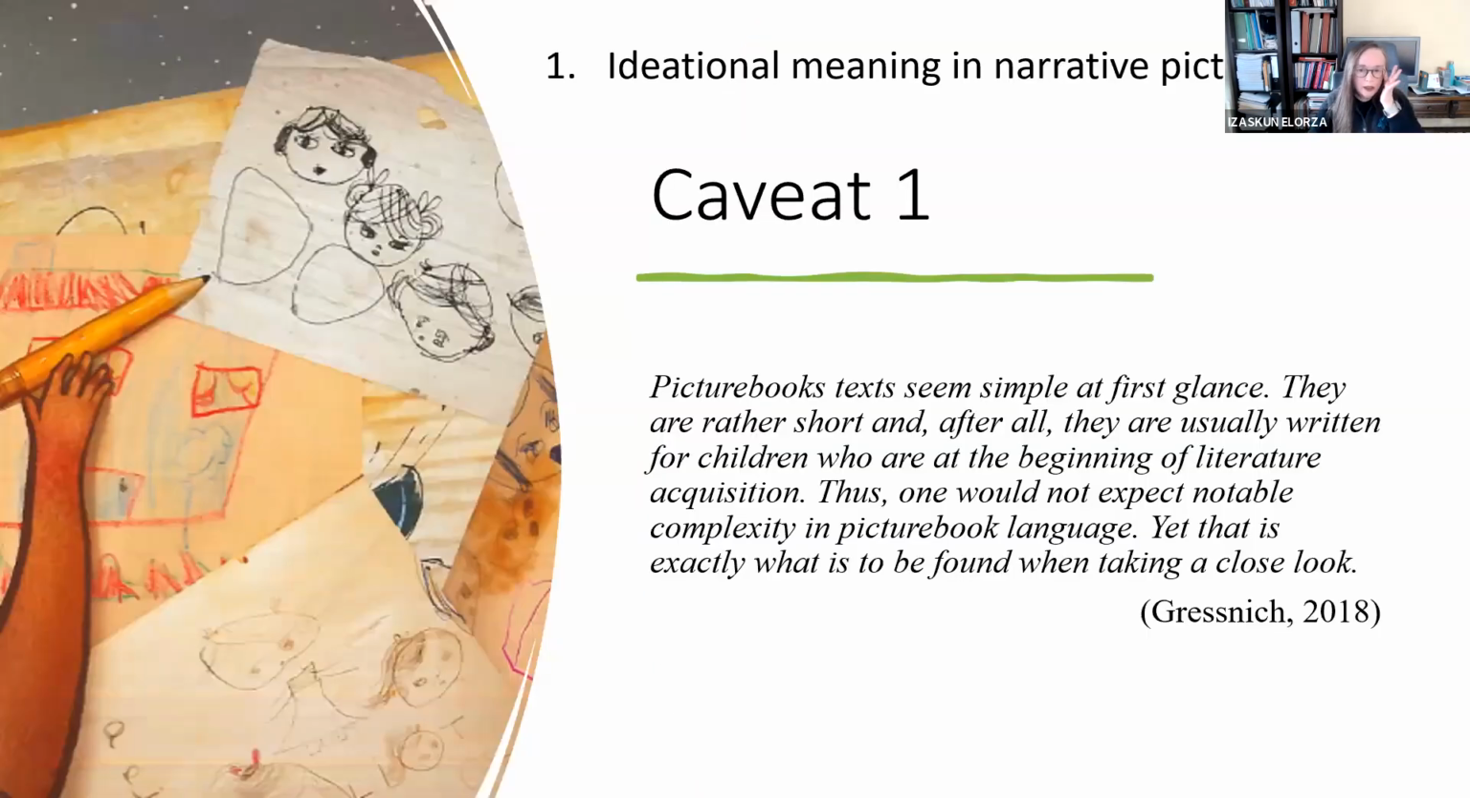So I would like to start by two caveats. The first one is that picture books look very simple at a first glance. So they are, as Eva Greshnik highlights, rather short, and after all, they are usually written for children who are at the beginning of literature acquisition. So thus one would not expect notable complexity in picture book language, and yet that is exactly what is to be found when taking a close look, as I think that I will show today.